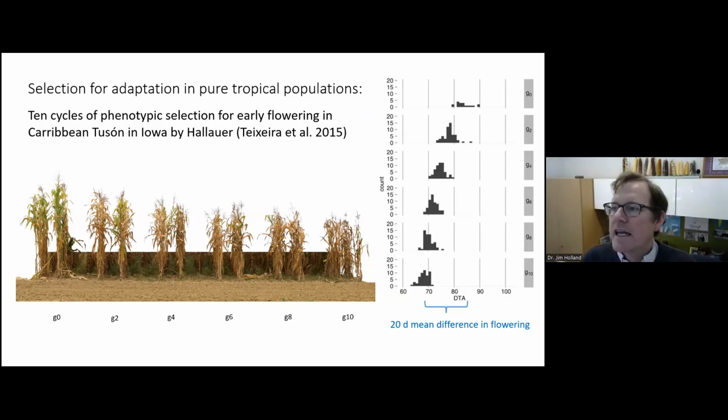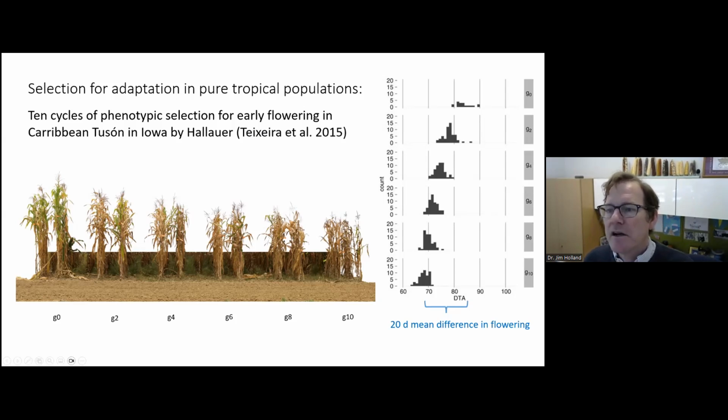Step 2 is, if you have populations that are interesting but unadapted, we need to select for adaptation. This is an example of a Caribbean tropical landrace population called Tuxpeño, and Arnold Hallauer at Iowa State tried this, where he took the original population, grew it in Iowa, and then for 10 generations just selected for the earlier flowering plants. And the phenotypic difference due to this selection is pretty massive.